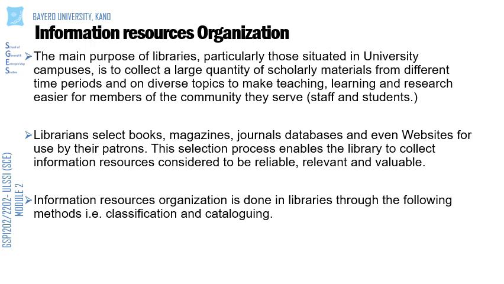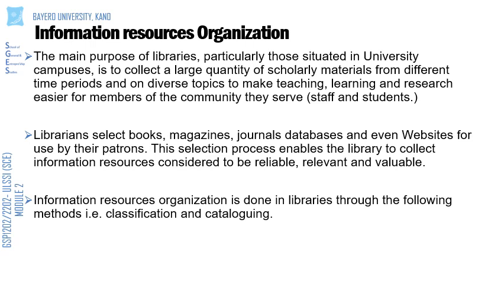So the main purpose of libraries, particularly those situated in university campuses, is to collect a large quantity of scholarly materials from different times and periods and on diverse topics to make teaching, learning, and research easier for members of the community they serve, that is the staff and the students. Therefore, librarians select books, magazines, journals, databases, and even websites for use by their patrons. This selection process enables the library to collect information resources considered to be reliable, relevant, and valuable for the academic pursuance of the library community.